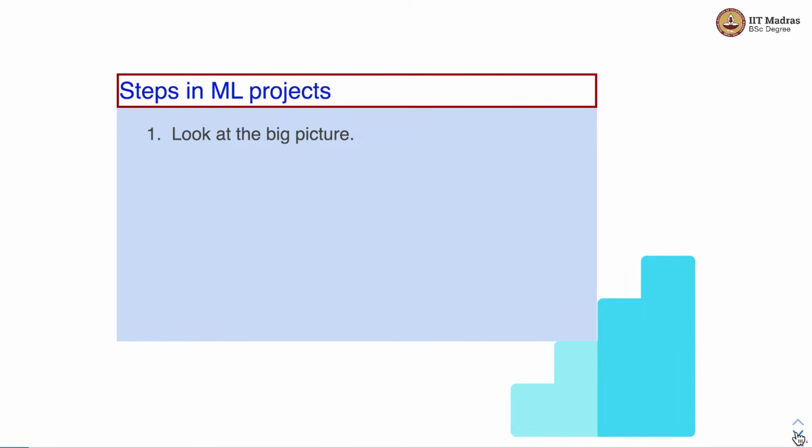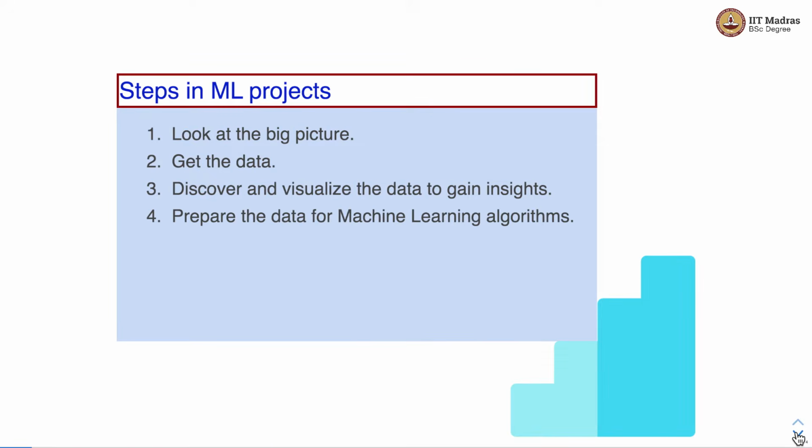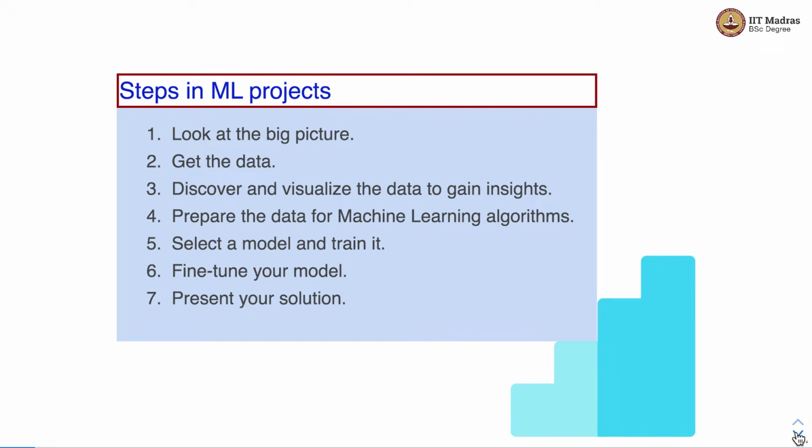There are 8 steps in machine learning project. First, we look at the big picture. Then we get the data. We discover and visualize the data to gain insights. We prepare the data for machine learning algorithms. We select a model and train it. Then we fine-tune our model. We present our solution. And finally, we launch, monitor, and maintain our system.